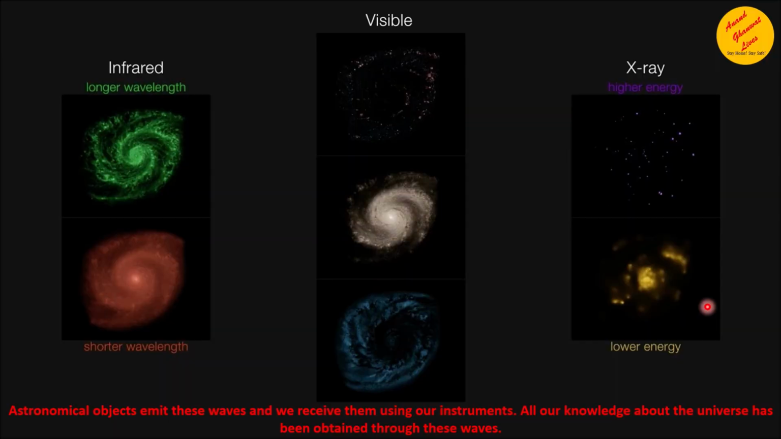Astronomical objects emit various types of waves. You are looking at infrared waves, then visible waves, visible to our naked eyes, then X-rays are there. So different types of waves are emitted by astronomical objects. We can receive those waves using various types of instruments, and by using these instruments, we got knowledge about the waves, and not only the waves, but the astronomical objects also.